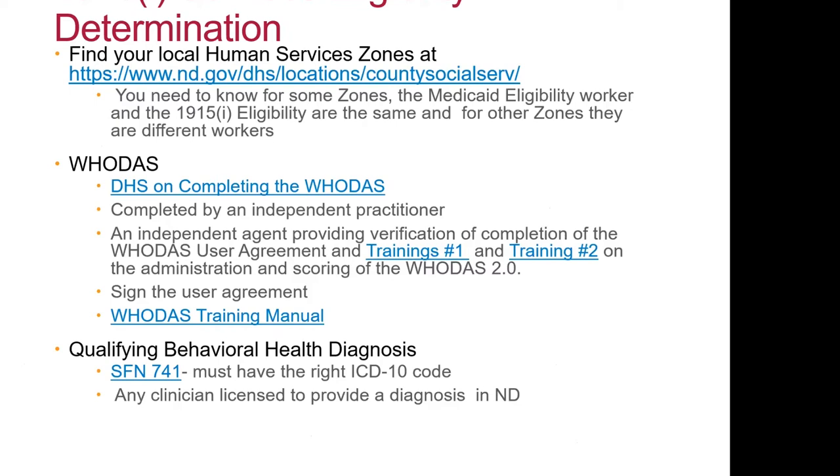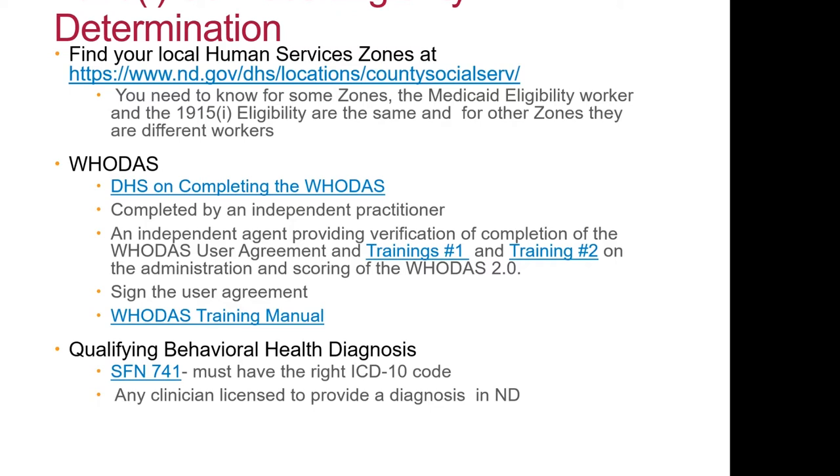I think here you know a little bit more about 1915I, so I'm gonna expand, Marcella here. So thanks, Ambrosia. That's all great. So, Find Human Services Zones, the HUDAS, this is Department of Human Services on completing the HUDAS. There's a link to that. It needs to be completed by an independent practitioner. It's fairly easy to get certified in doing the HUDAS. It's basically like you have to watch a couple of videos, you have to take a short test, and then you have to submit your information that you've done all of this to the World Health Organization, and then you too can be certified in doing the HUDAS.